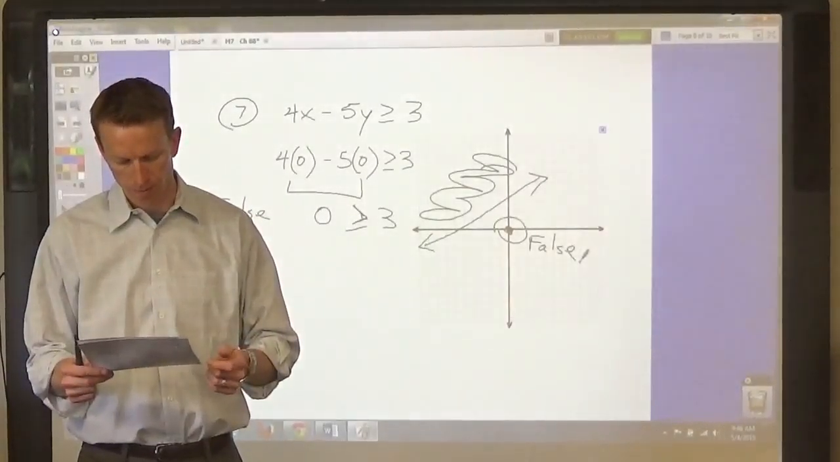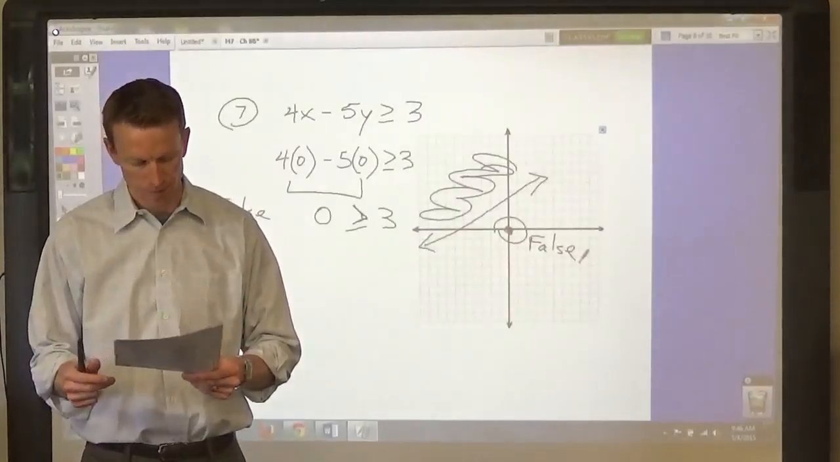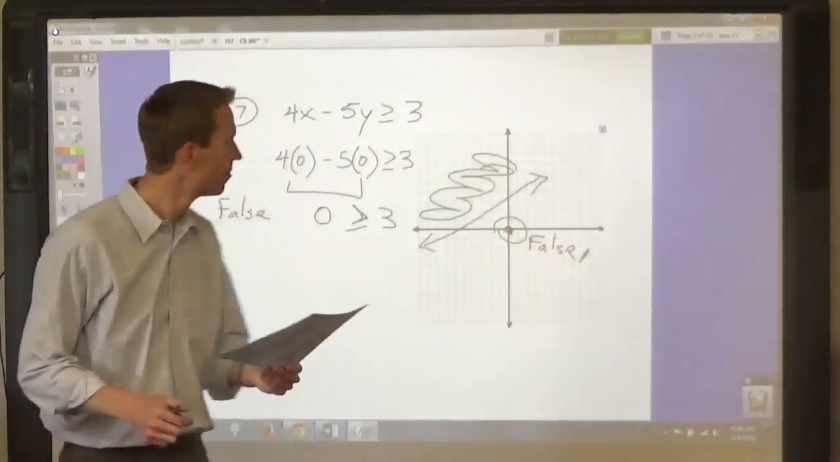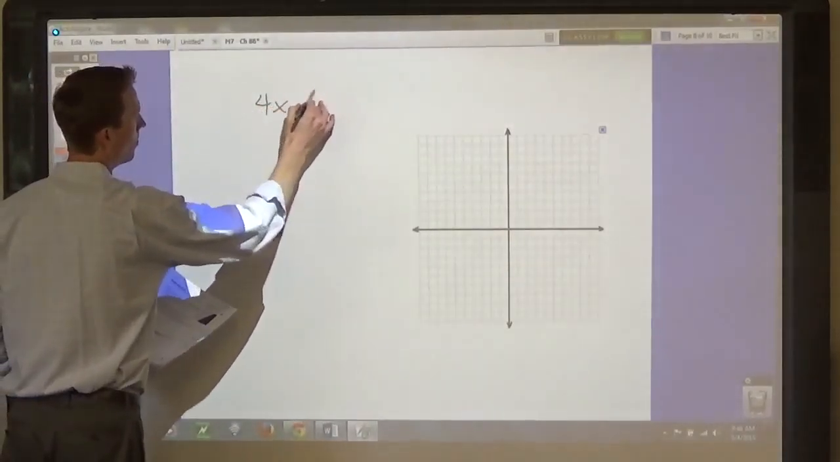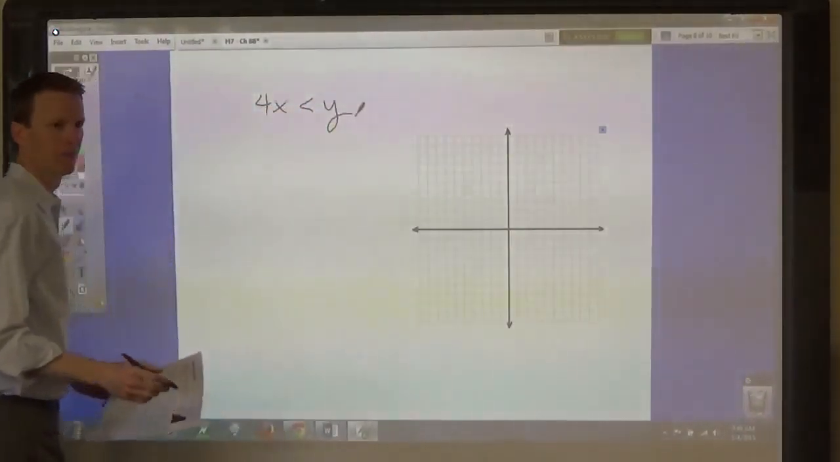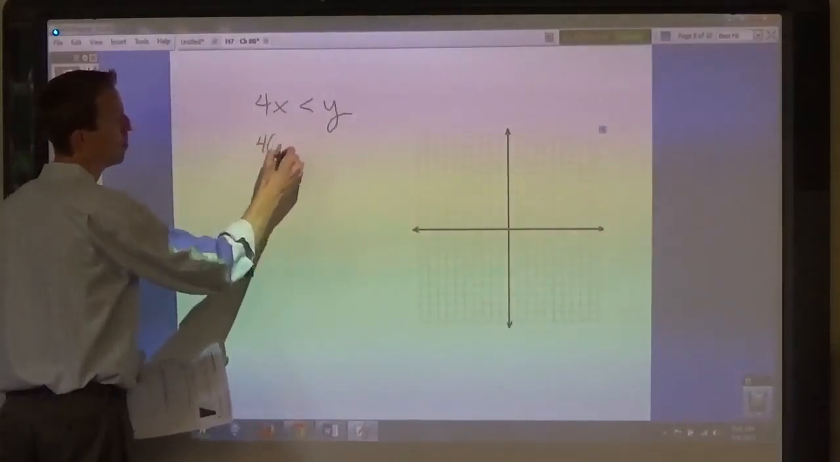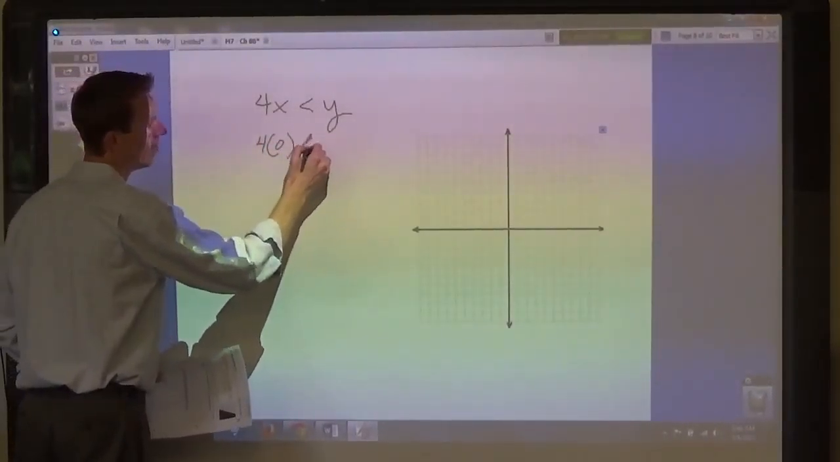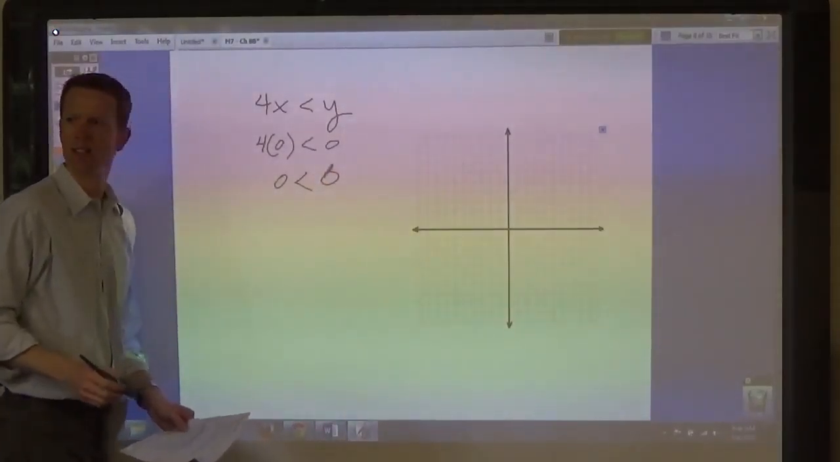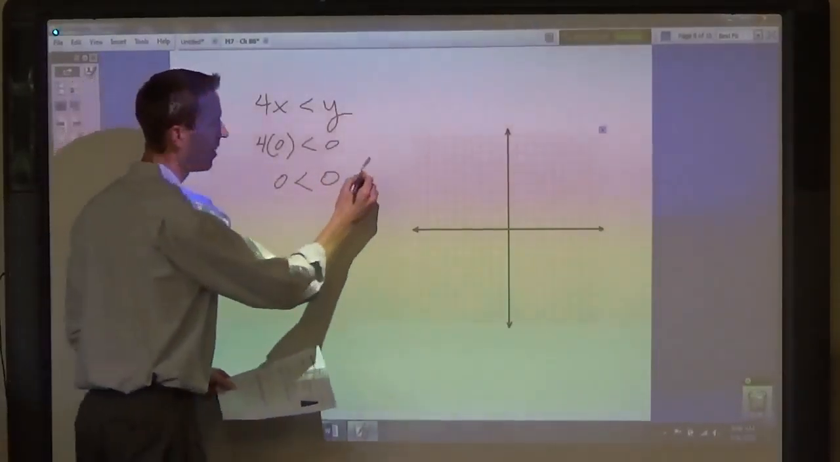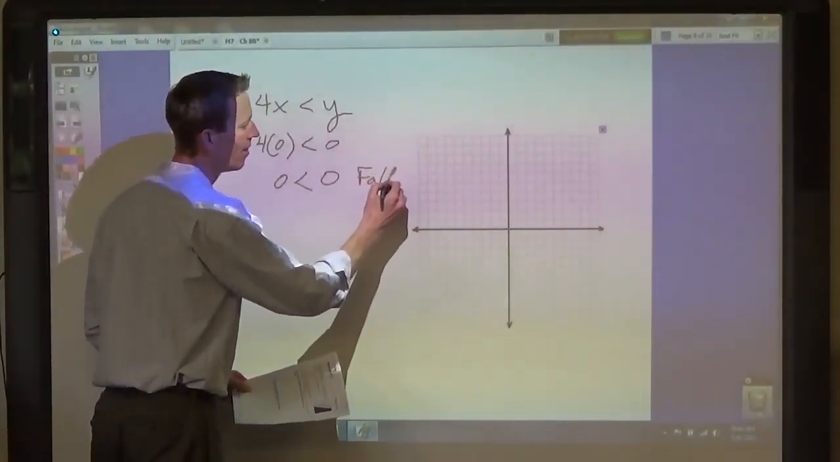Number 13, it says 4x is less than y. And in this case, x is 0 and y is 0. Good. And so in this case, it would say 0 is less than 0. Right. So, is 0 less than 0? No. No, that's false, isn't it? So if it's false, then you would write no.